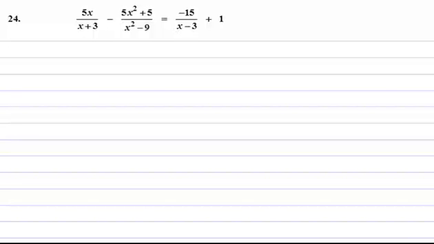In this problem, we have an equation involving rational expressions. So the first thing we need to do is factor all denominators and find our LCD. So this first denominator is not factorable. The second one has two terms, and it's the difference of squares.